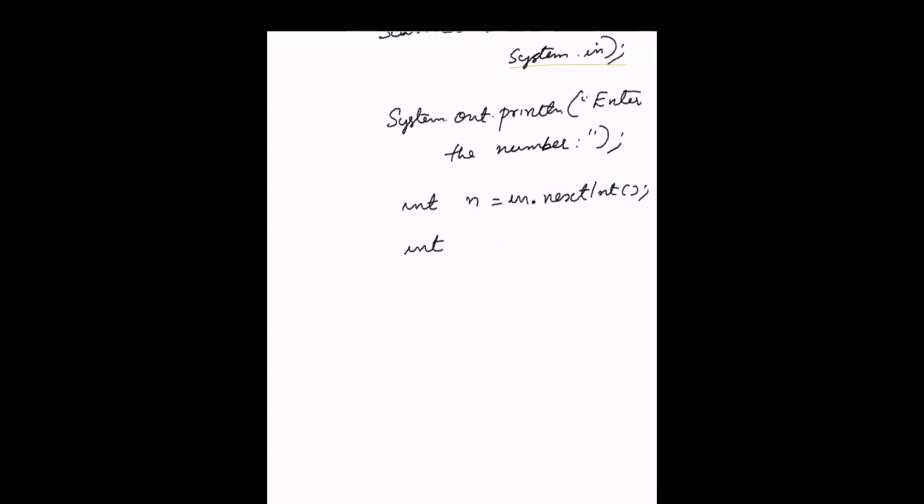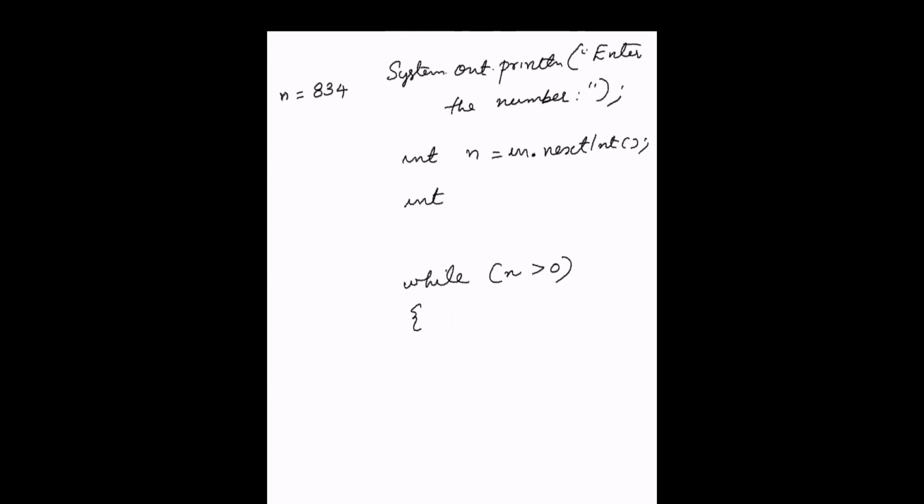Now I'm going to start with a while loop. What I'm going to write is while n is greater than 0. At the moment, assuming that I have entered the number 834. So while n is greater than 0, I have to perform something. What is it that I have to do? That I will be writing under the while loop. You have inputted n, so definitely it is mostly going to be bigger than 0.